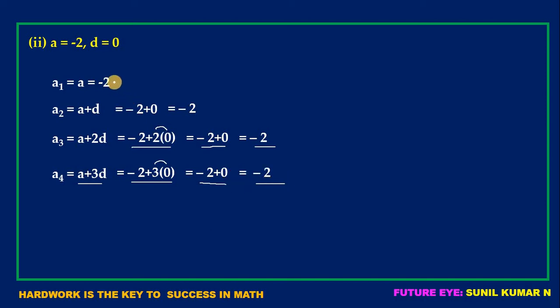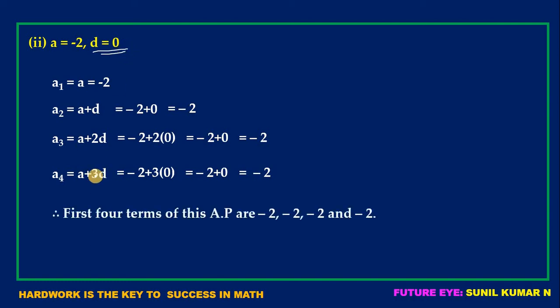Just look at the values we have got, children. Minus 2, minus 2, minus 2, minus 2 only. See, if you have just common sense, when D is 0, in that case, all terms will be the same. That is the thing you want to keep in mind. Hence, here, the first four terms of this AP are minus 2, minus 2, minus 2 and minus 2 only.